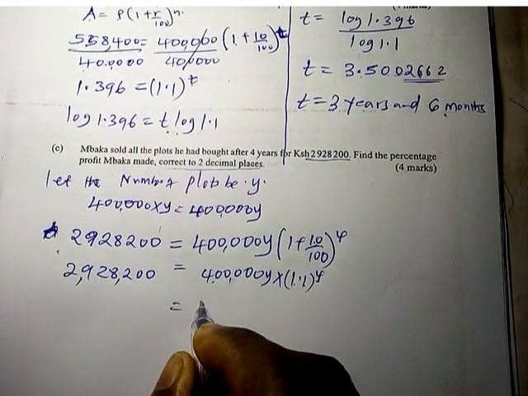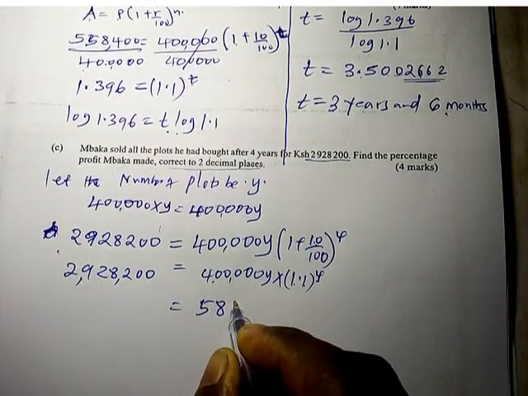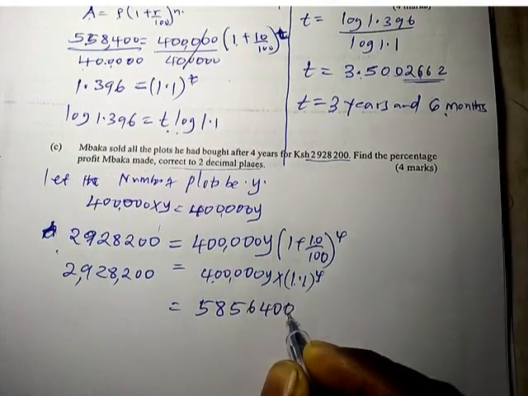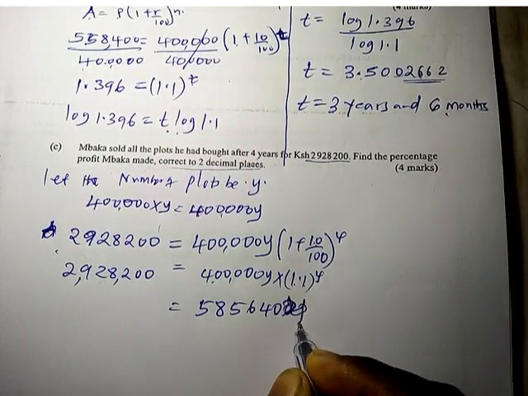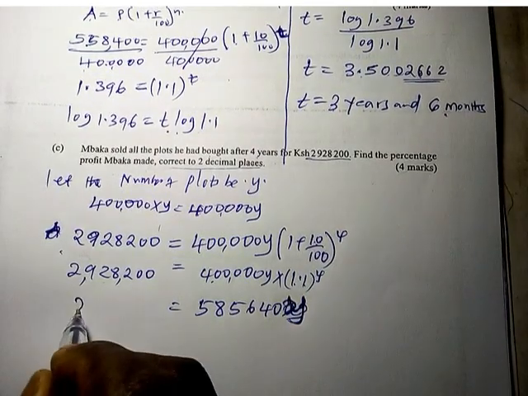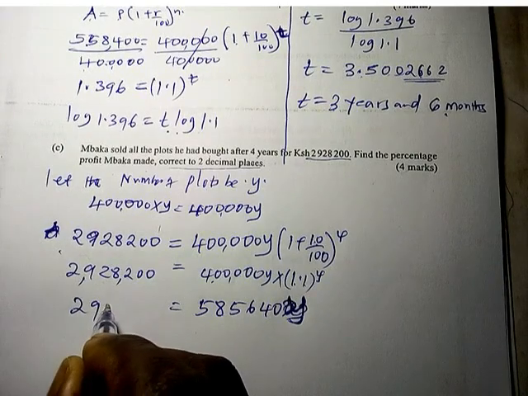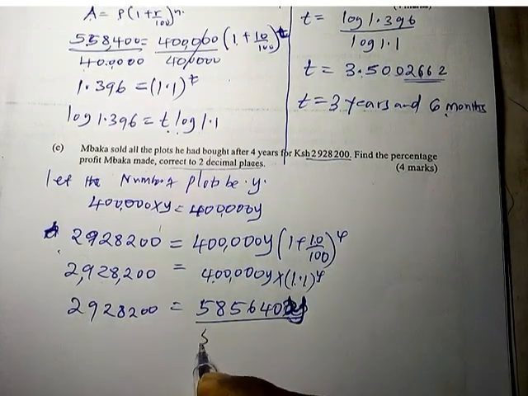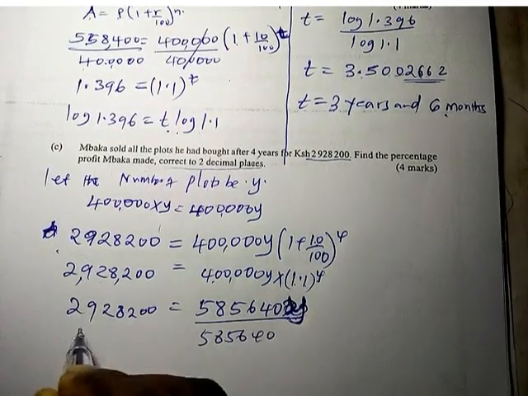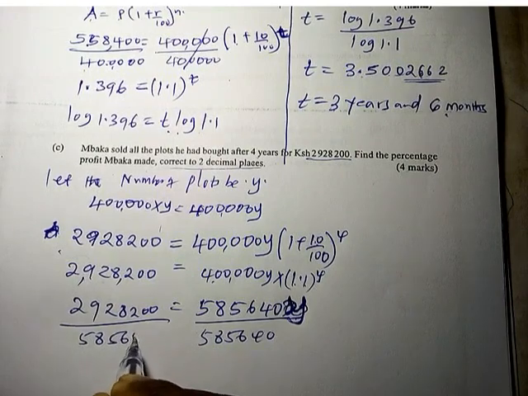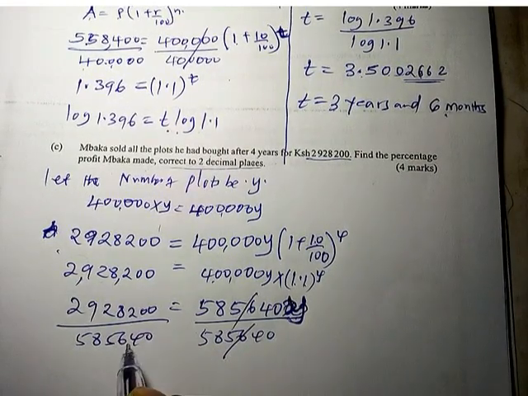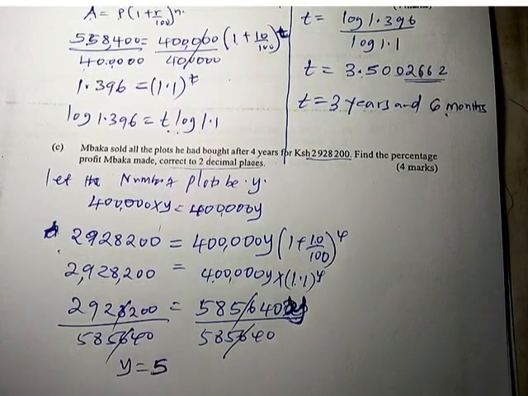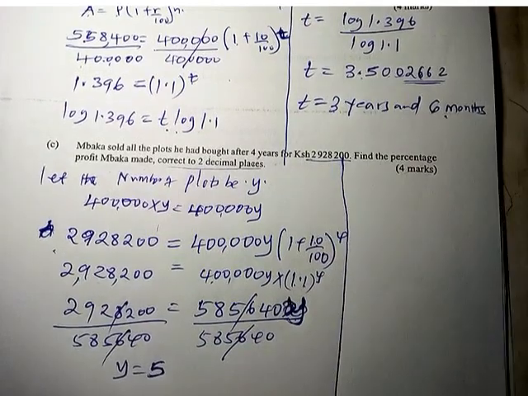So we'll have here 585,640 times y is equal to 2,928,200. So we want y, we divide by 585,640. So y is equal to 5. So he had 5 plots. The number of plots was 5.